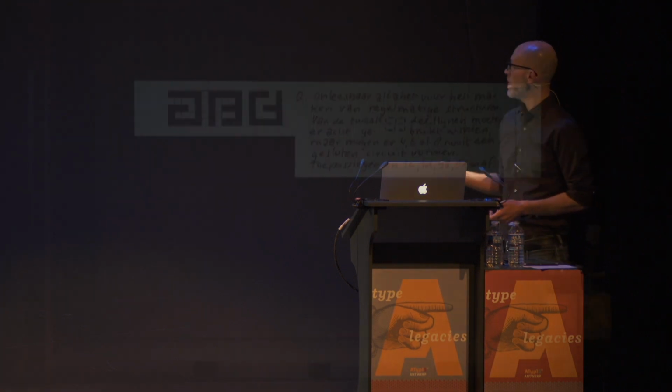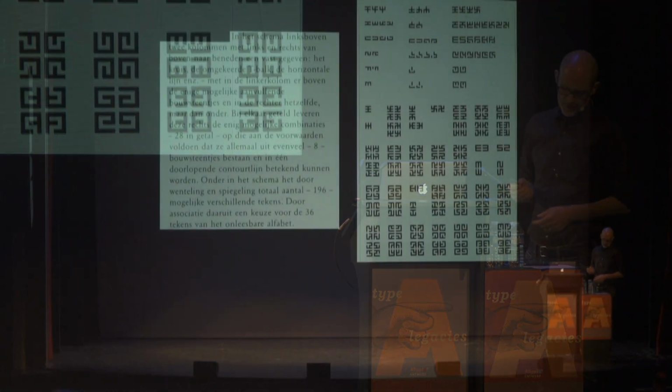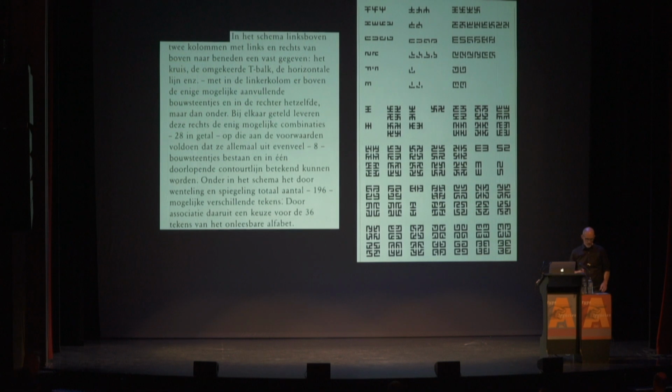Now, in Letters op Maat, he gave us a little bit more detail. At the upper left of the diagram, he writes: 2 columns, read left to right and top to bottom, showing a given element, a cross, an inverted T-bar, a horizontal line, etc. On the left, with all possible segments that I could draw above it, on the right below it, in the rightmost column, all the possible combinations of these elements, he means, 28 of them, which satisfy the conditions.